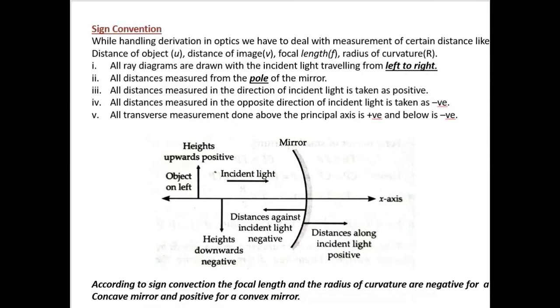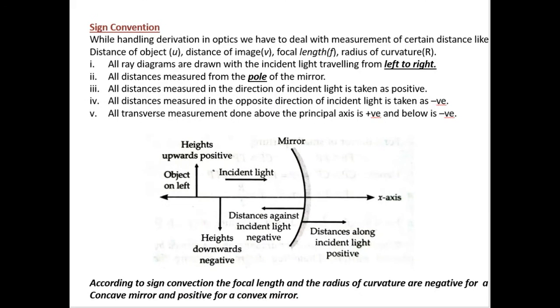So then, sign convention. While handling derivations in optics, we have to deal with the measurement of certain distances like the distance of the object, small u, the distance of the image, small v, and the focal length, small f. I have told you before, focal length is represented by small f, and radius of curvature by capital R.